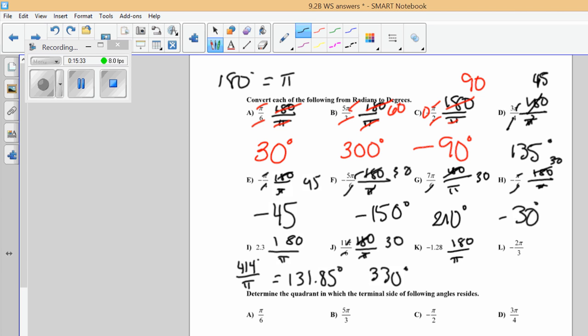But what I'm going to do is multiply the negative 1.28 with the 180. That's negative 230.4. I'm going to put it over pi, and so I get negative 73.4 degrees in my calculator. Here's 180 over pi. Pi's cancel. 3 goes into 180 60 times, and my answer is negative 120 degrees.